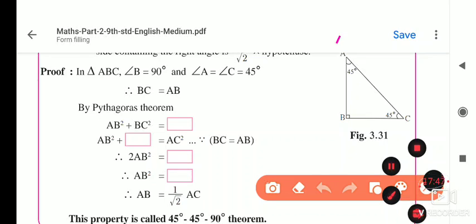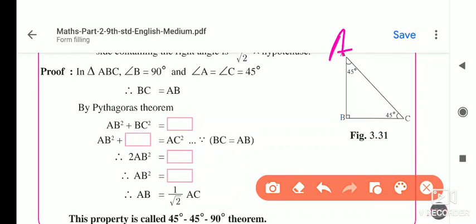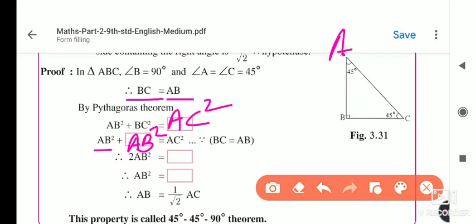Now for the proof, we have to use the Pythagoras theorem in this triangle. So what is the Pythagoras theorem? AC square is equal to AB square plus BC square. As you know that BC is equal to AB, AB square we write as it is, and instead of BC square, you just replace BC square with AB square again. Now AB square plus AB square is 2AB square. Now here it is AC square.